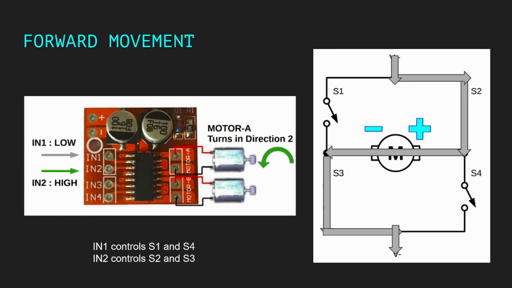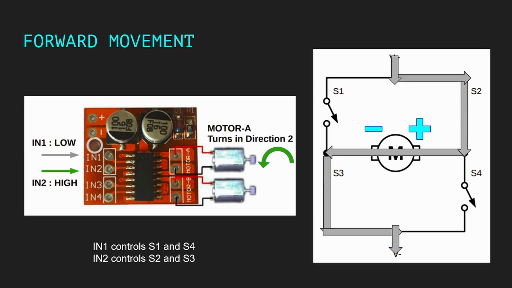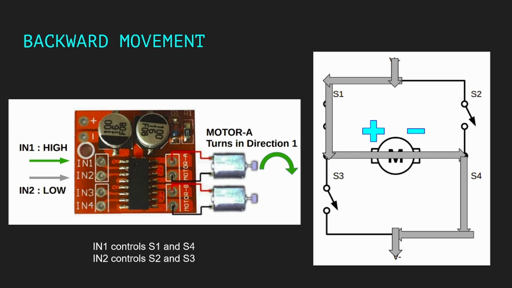Now, for forward movement. If you want to do forward movement, you have to have one going at low and one going at high for your first input and second input. The reason for this is because of the configuration you can see on the right. And similarly, for backward input, it should be the exact opposite, where one would be high and one would be low. Again, very standard stuff. And as you can see by the green arrow, the motor will rotate in a different direction.